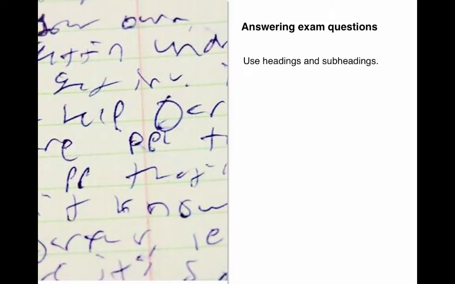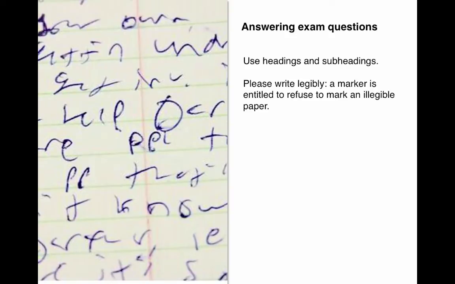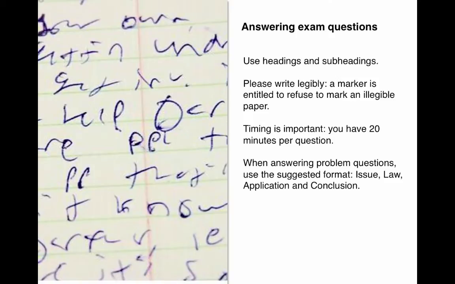In actually writing the exam questions, please make your answers as clear as you possibly can. Use headings and subheadings in order to structure your answer as clearly as possible. Please write legibly. We are entitled to refuse to mark an exam if it is illegible handwriting. If you know that you have a problem with your handwriting, if you know that it can be difficult to read, write bigger than you usually do and space out your writing a bit more. You are entitled to use as many answer booklets as you like. Timing is very important, 20 minutes per question. Keep your eye on the clock.